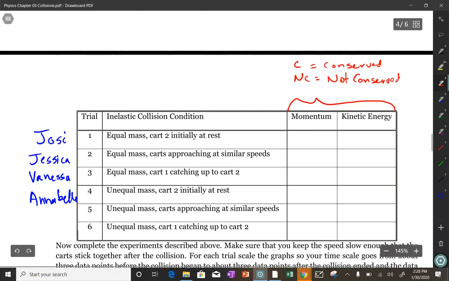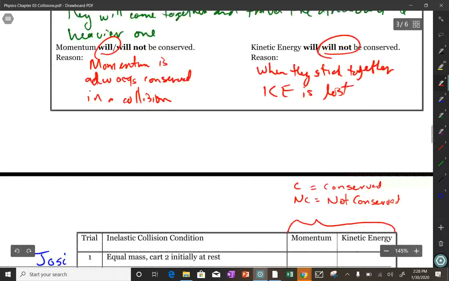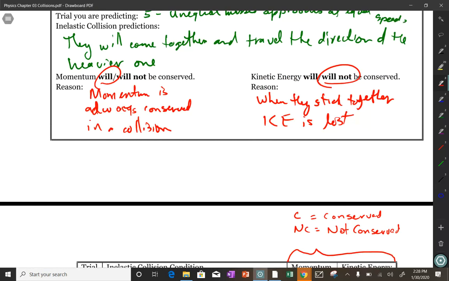Now we're ready to actually do the experiment. So to do the experiment now, Nathan and I are going to do this a little more carefully. We need to go slower, about that speed. Kinetic energy, you say will or will not? My predictions are that kinetic energy will not and momentum will. Okay, so y'all ready for this?